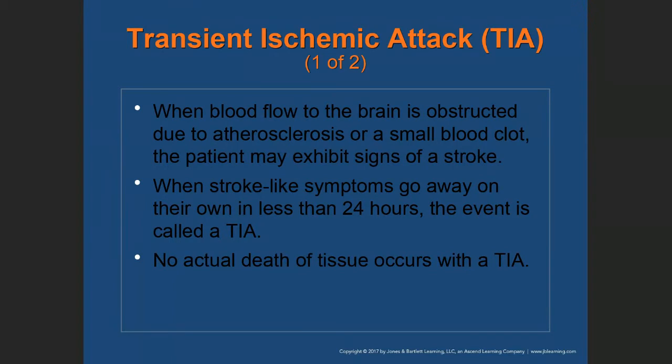When blood flow to the brain is obstructed due to atherosclerosis or a small blood clot, the patient may exhibit signs of a stroke. When stroke-like symptoms go away on their own in less than 24 hours, the event is called a TIA. No actual death of tissue occurs with a TIA. You may get there and the symptoms have subsided. The patient still needs to go to the hospital to be evaluated.